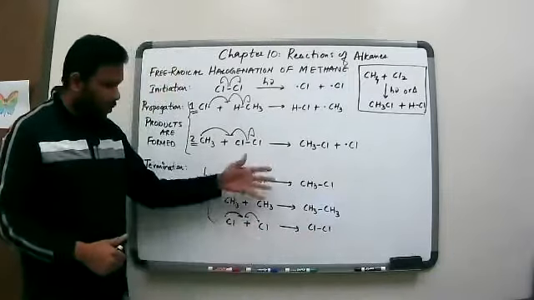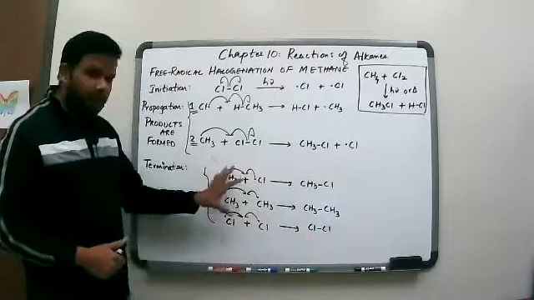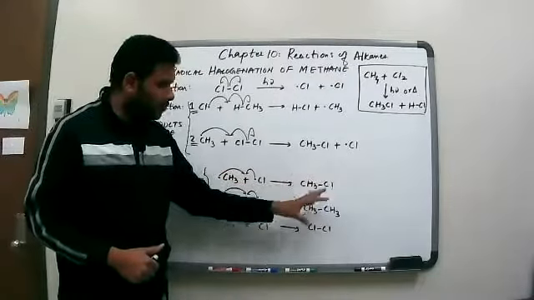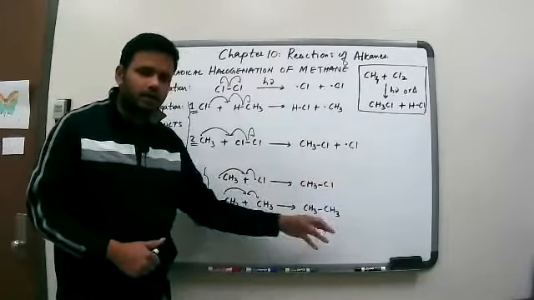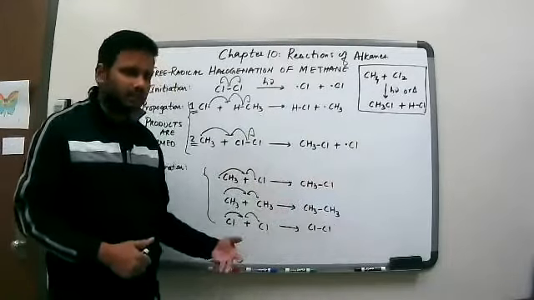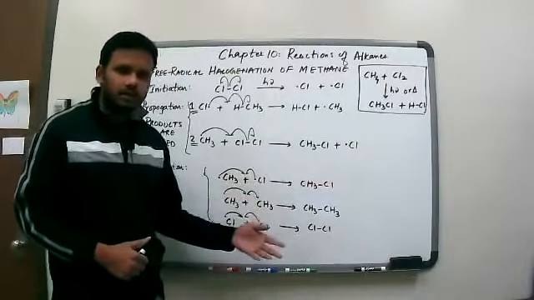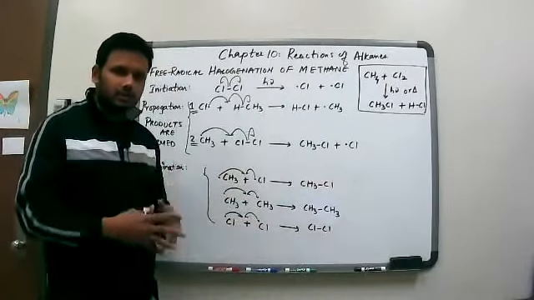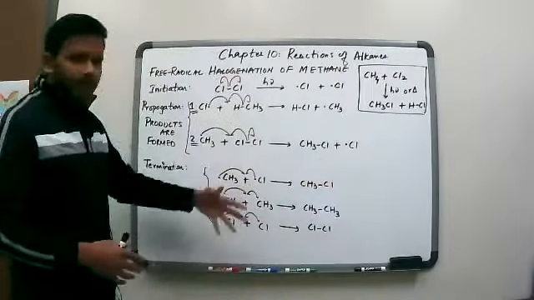So in all of these cases, we have radicals on the reactant side, but on the product side, we have molecules. There are no radicals. There are no reactive intermediates. So these are all termination steps because when this happens, the reaction is basically going to stop. Okay, so that's the mechanism.